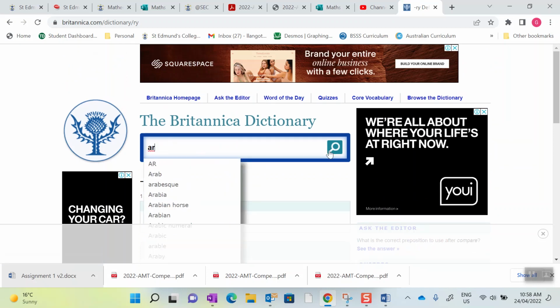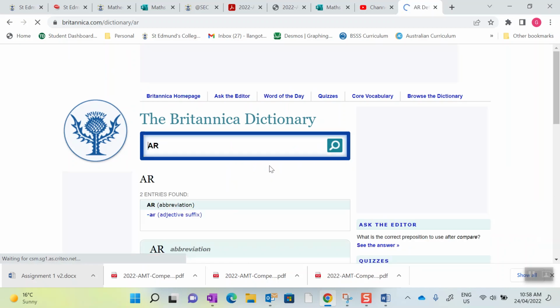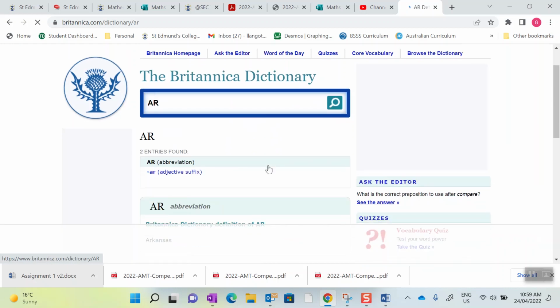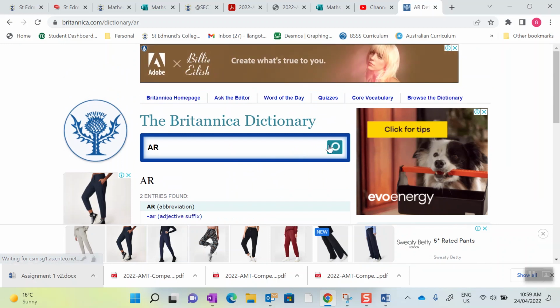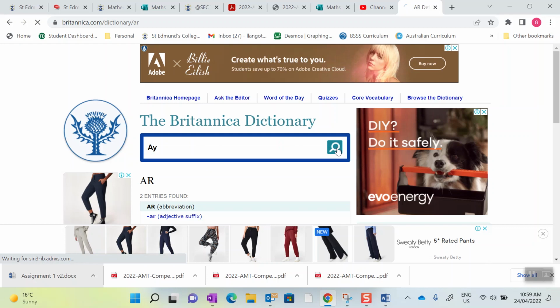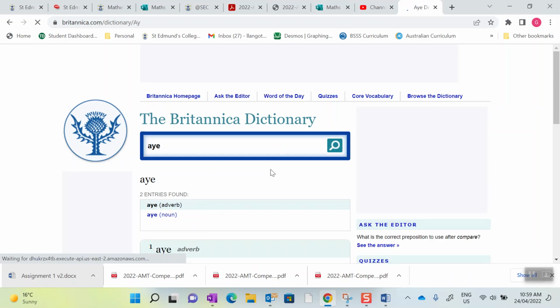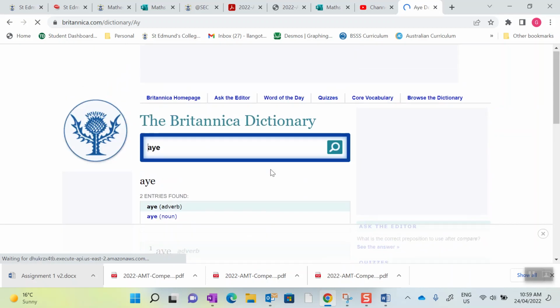I'm going to try ar. And again, it's not a word on its own. It's just at the beginning of some words. I'm going to try ay. And no, I'd need an E on the end.